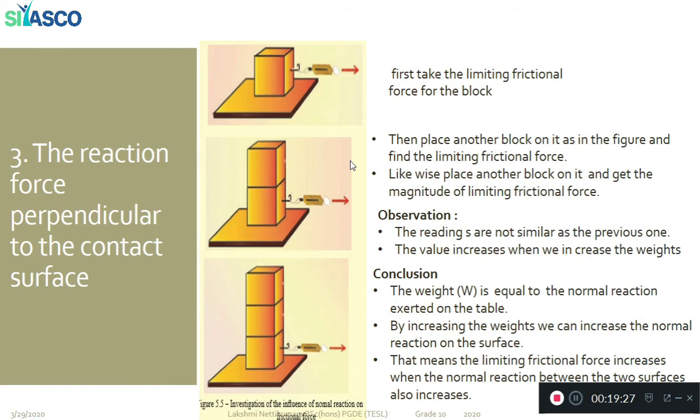Here you will observe that unlike the previous one, the readings are not similar. You will get 3 different limiting frictional force values. When you increase the weight, you will get a higher value. So we can conclude that the normal reaction is equal to the weight of the block or the blocks.